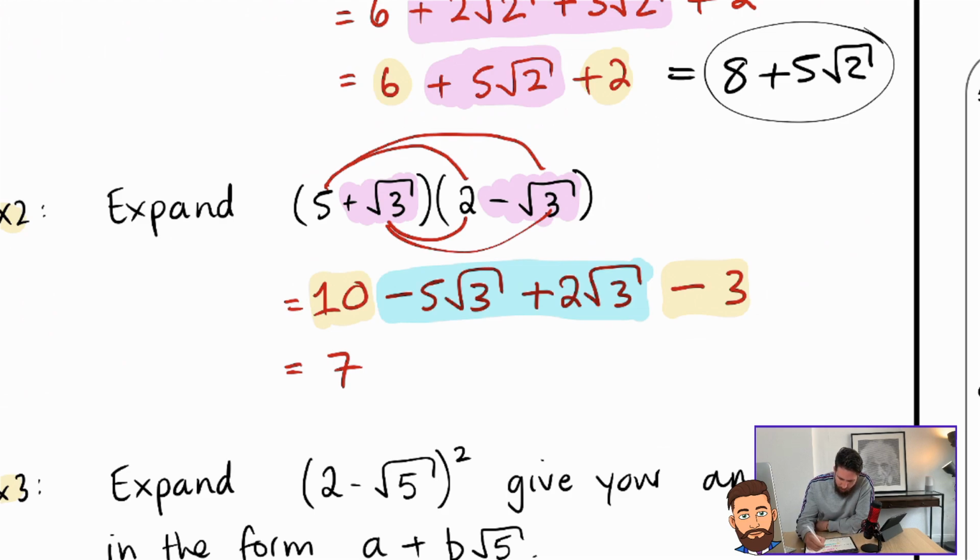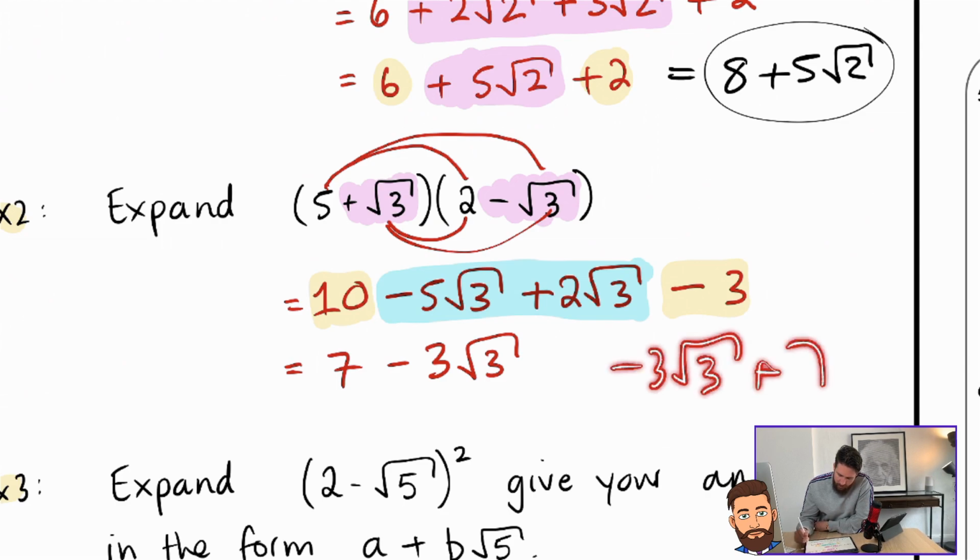And then we've got minus 5, well, minus 5 plus 2 would be minus 3. Or you could think of that as 2 minus 5 is minus 3. So we've got minus 3 root 3. And that's our answer there. Again, you could have that the other way around. You could have minus 3 root 3 plus 7. You would still get the right answer. It's exactly the same.